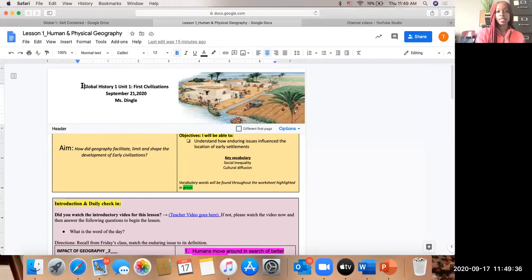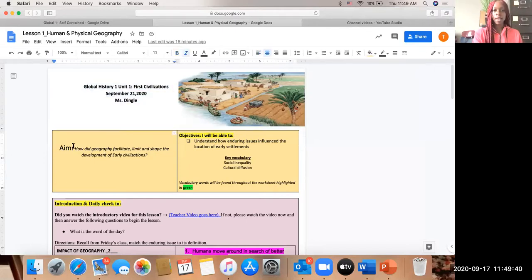This is the first lesson that's going to open our unit 1, First Civilizations, and today's aim is, how did geography facilitate, limit, and shape the development of early civilizations? All right, that's the aim for today. The objectives: after today's lesson, you will be able to understand how enduring issues influence the location of early settlements. Now, you should already be having an inkling or excitement because you know what enduring issues are. This is the lesson that we did on Friday, all right?